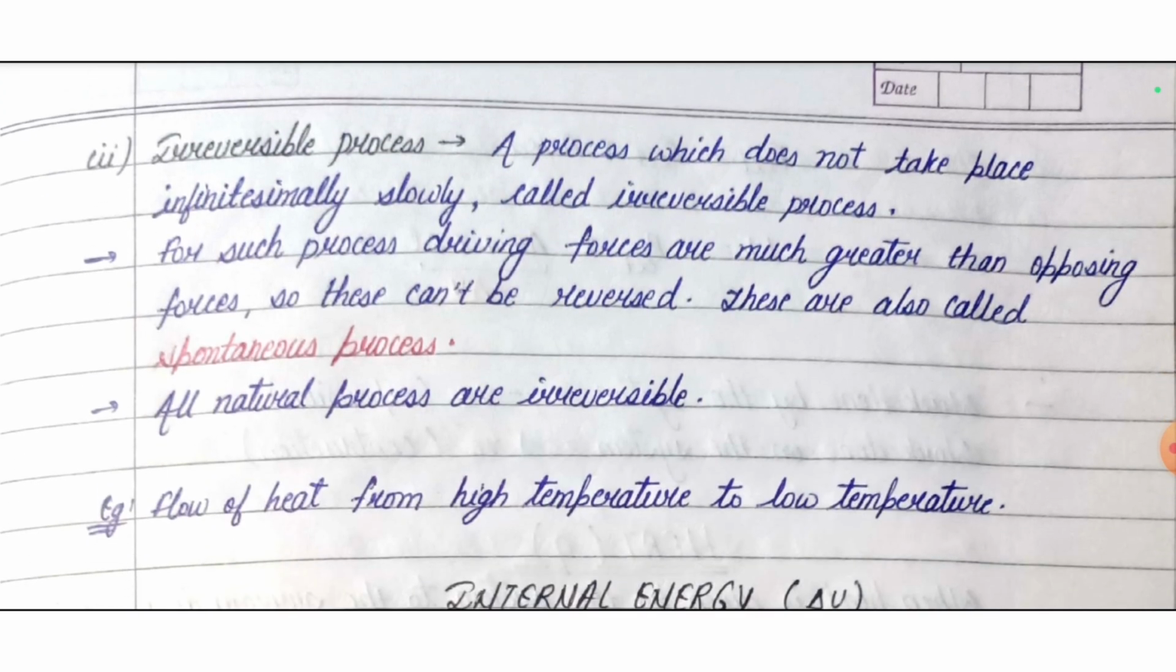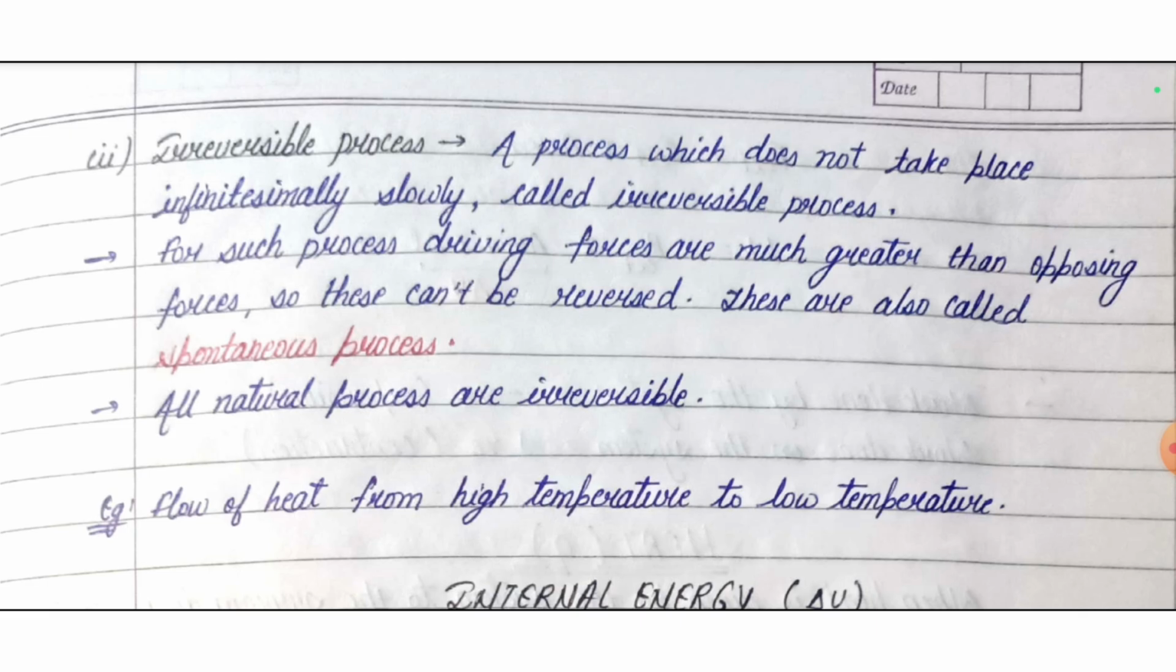Second, irreversible process: a process which does not take place infinitesimally slowly is called an irreversible process. For such a process, driving forces are much greater than opposing forces, so these cannot be reversed. These are also called spontaneous processes.